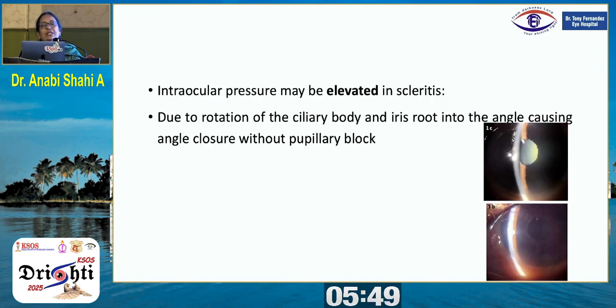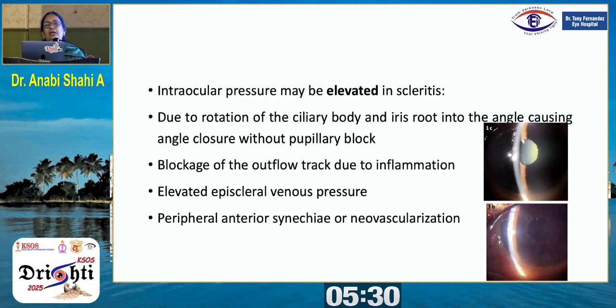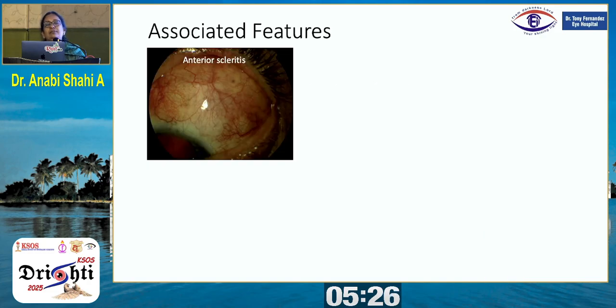She was also treated with systemic steroids without any recurrence. Investigations were all negative. So intraocular pressure may be elevated in scleritis, the causes being rotation of the ciliary body and iris root into the angle, causing angle closure without pupillary block, blockage of the outflow tract due to inflammation, elevated episcleral venous pressure, peripheral anterior synechiae or neovascularization. There are certain associated features.